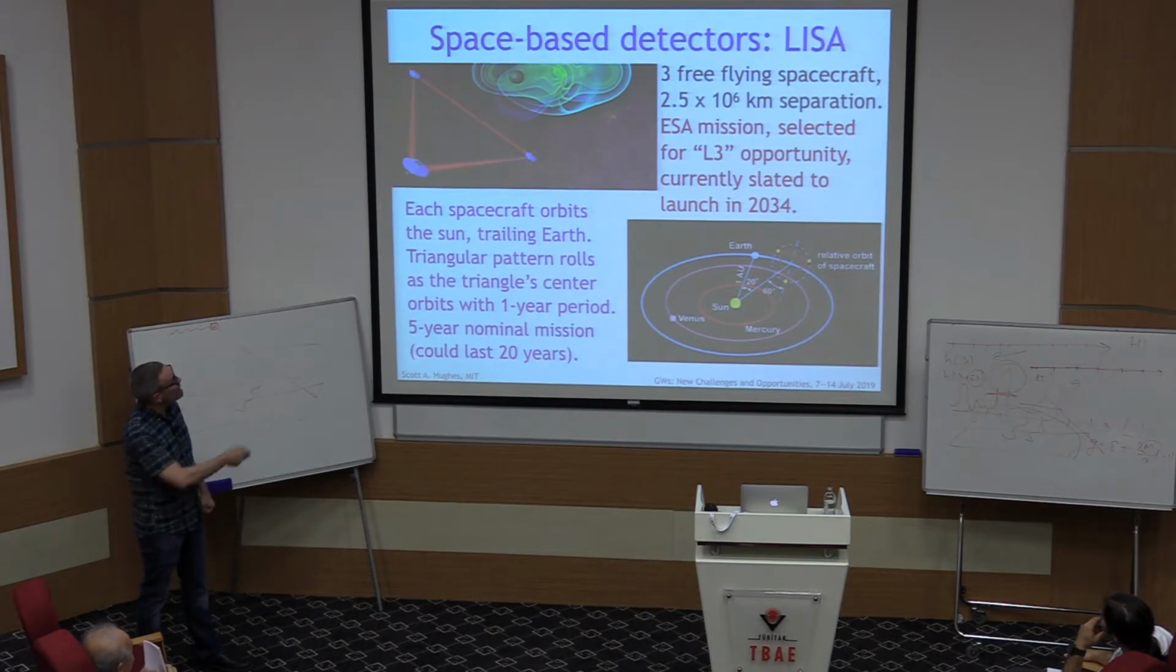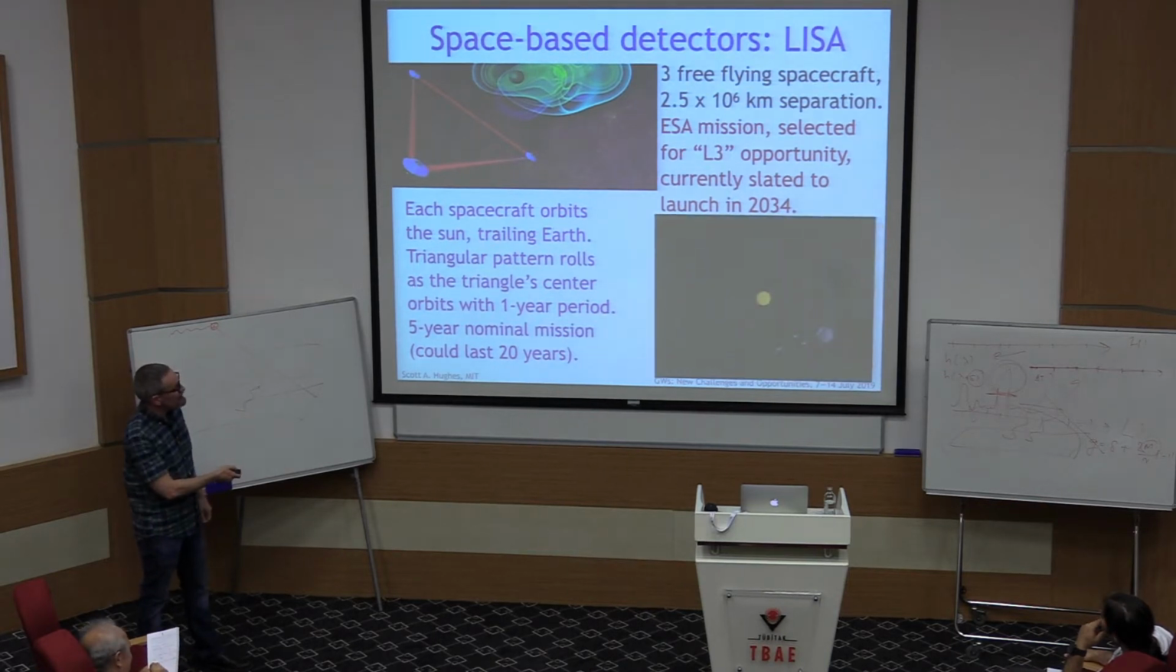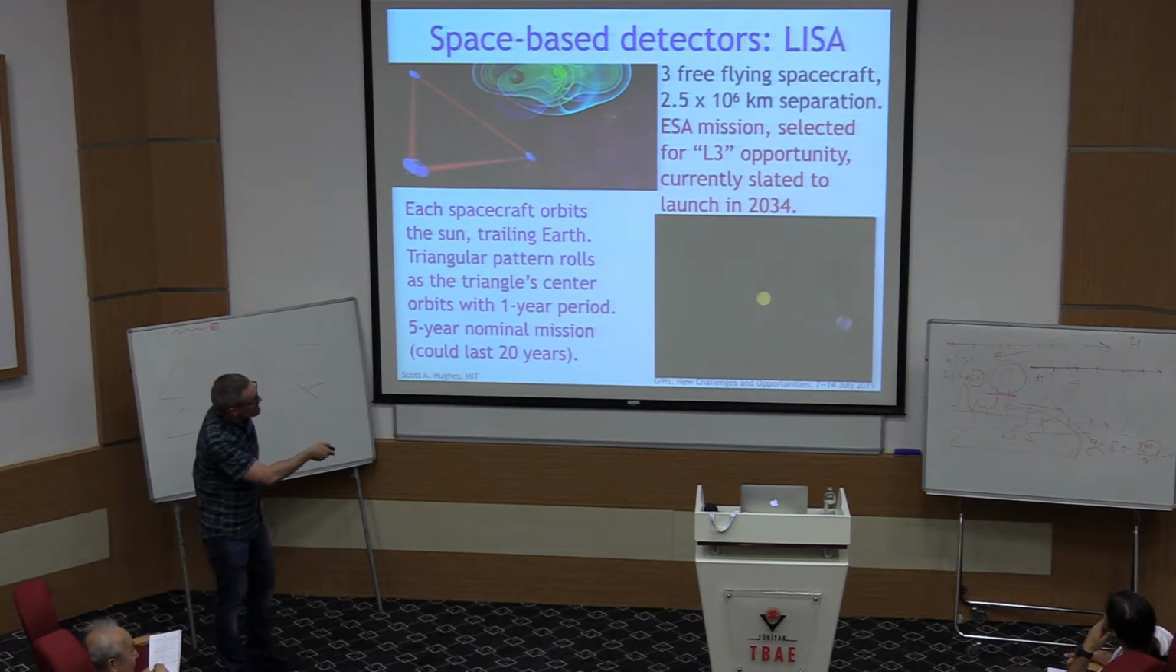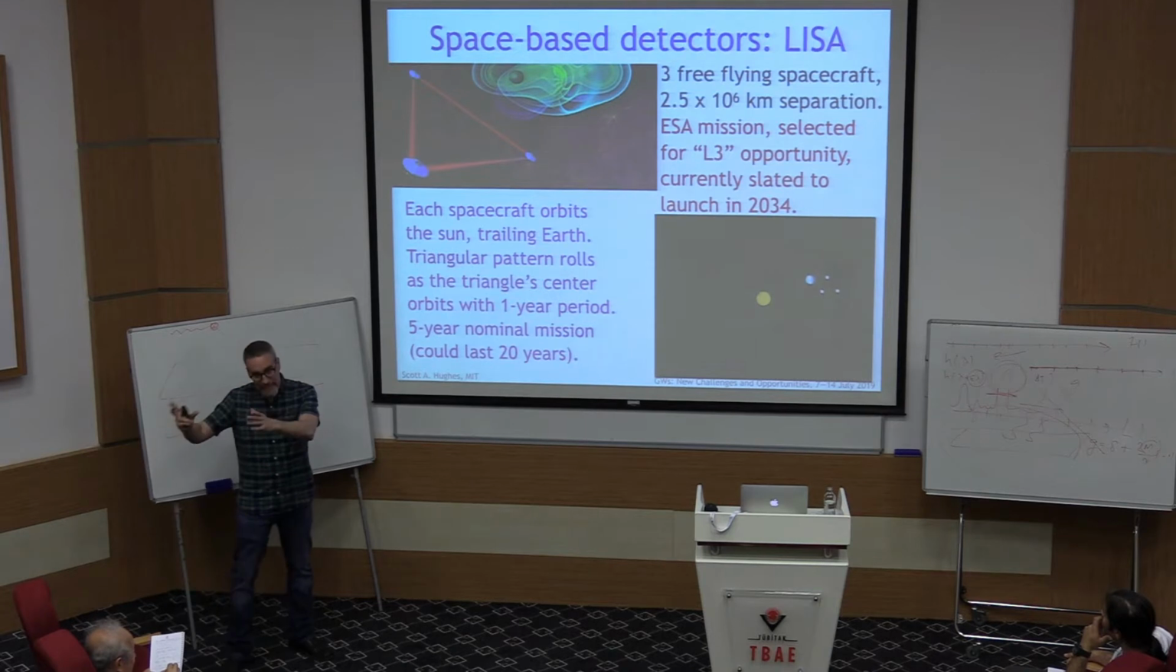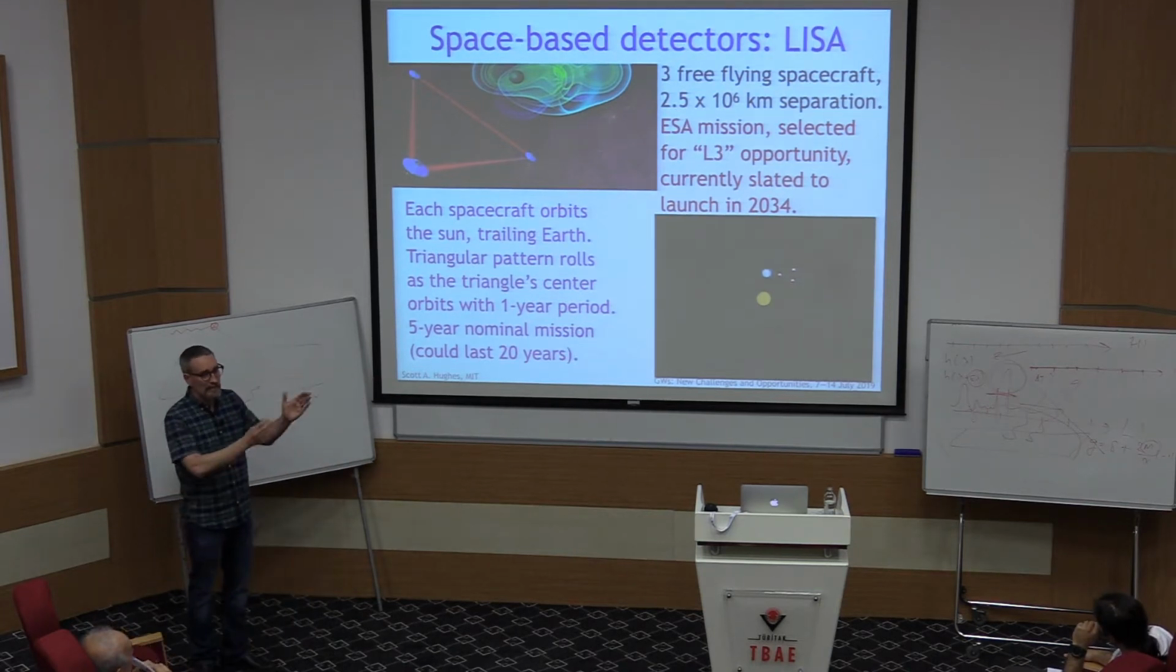Stay tuned for that. The basic idea is that we have these 3 spacecraft independently orbiting the sun. They have a triangular constellation. The centroid of that triangle lags behind the Earth by somewhere in the vicinity of 10 degrees to 20 degrees, depending on the mission design.